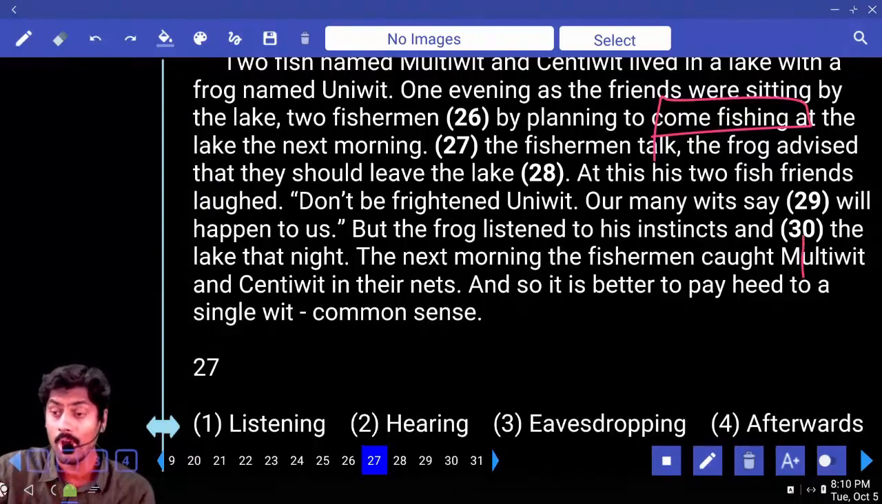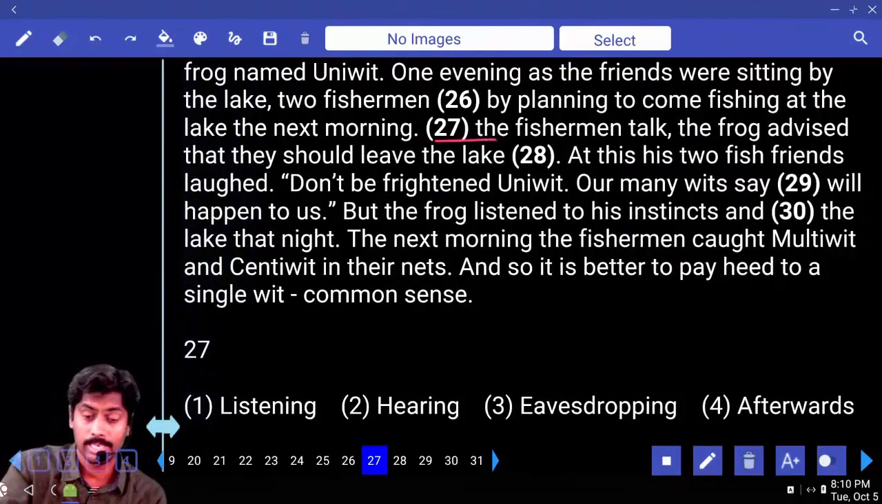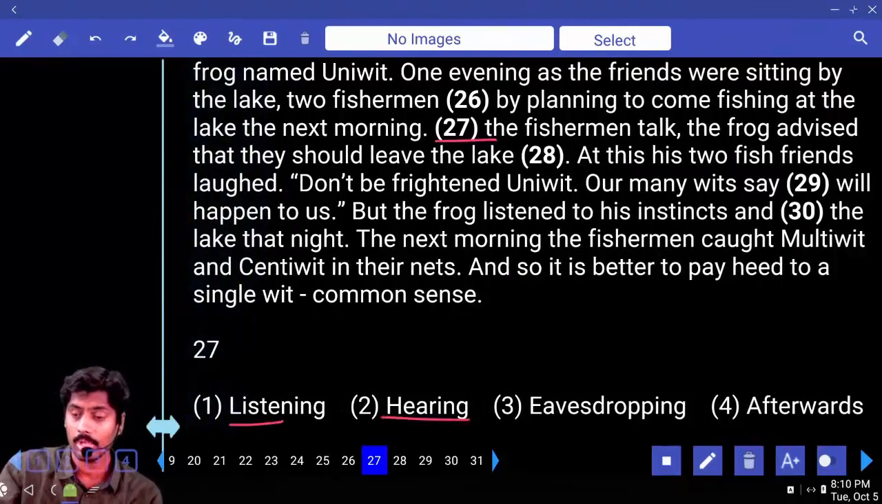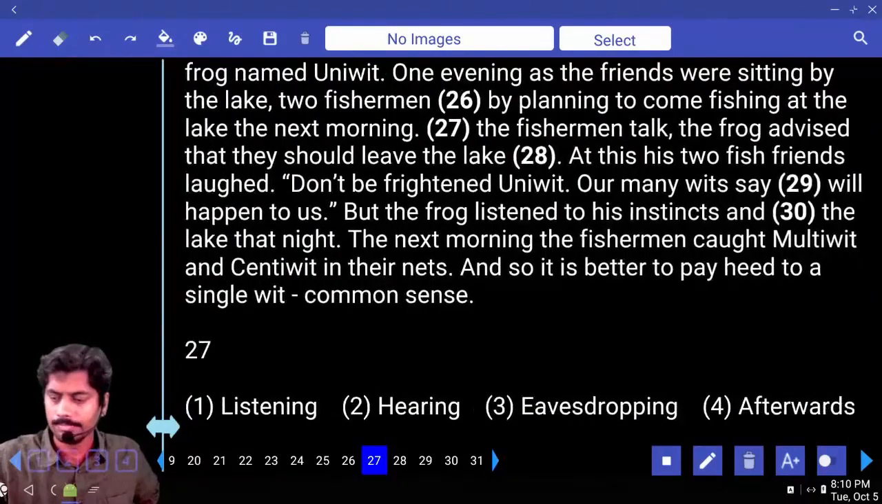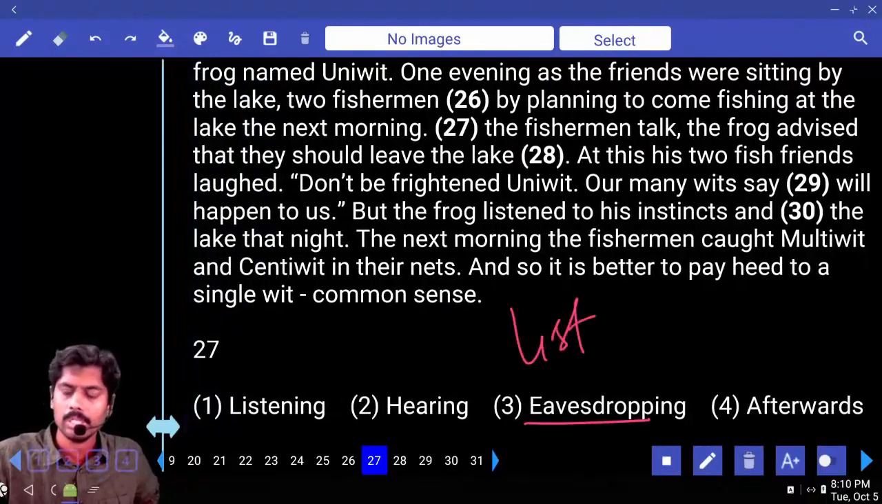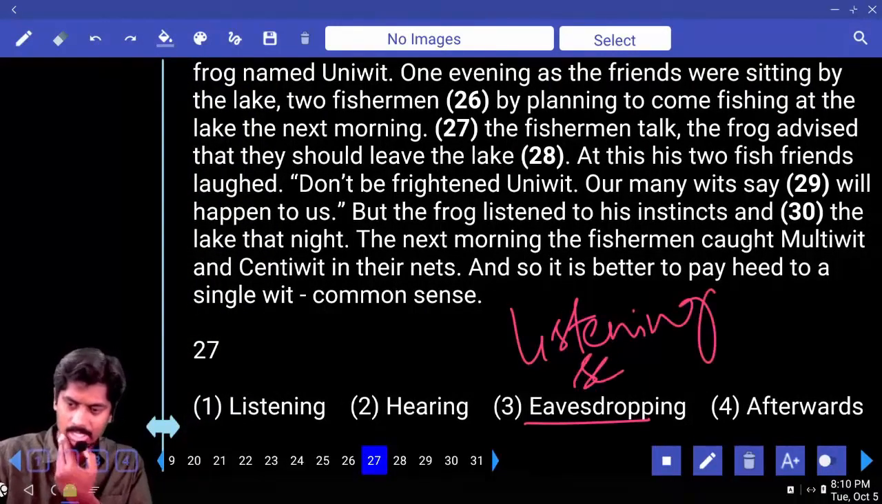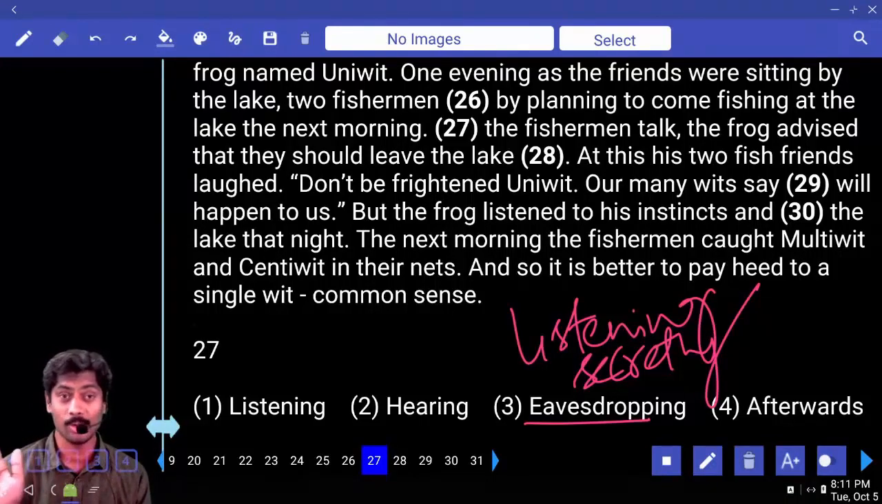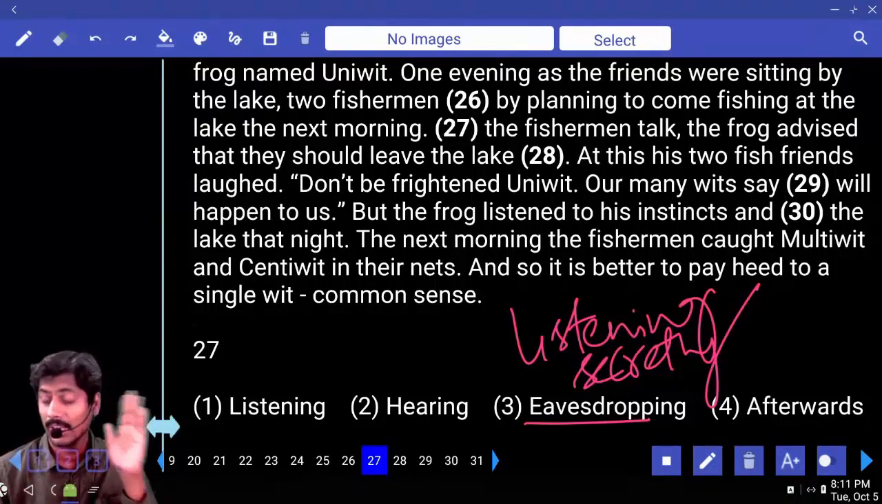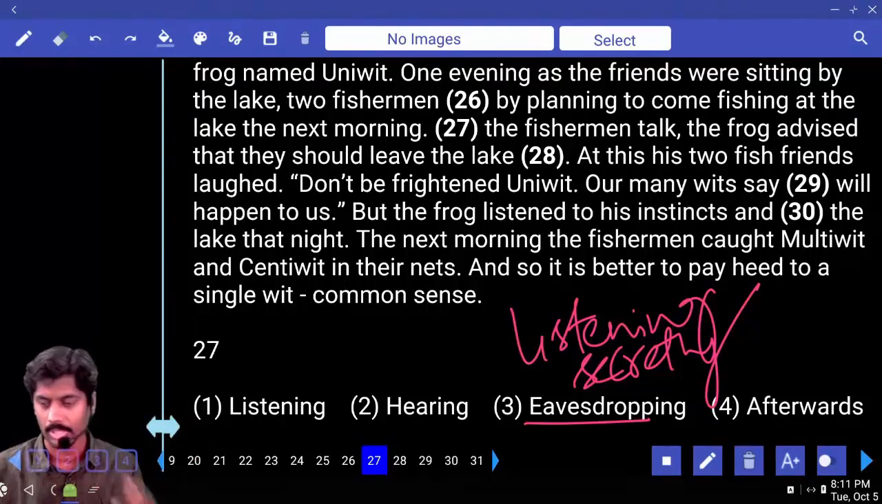Does the fisherman talk? The frog advised. Listening the fisherman talk, hearing the fisherman talk, eavesdropping. What is the meaning of eavesdropping? Listening secretly. Listening secretly is called eavesdropping. Suppose you are walking in some place and somebody was talking about you. They pronounced your name. Then what do you do? You stand there only. You want to listen what they are talking. And you secretly listen. They don't know you are there. So that is called eavesdropping.